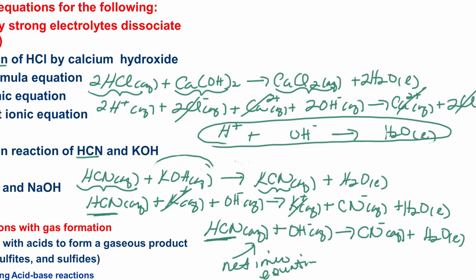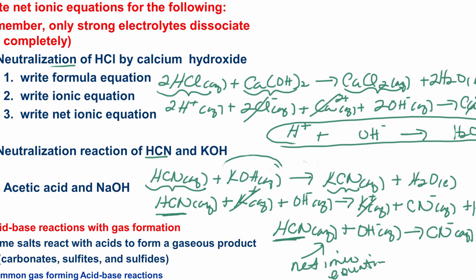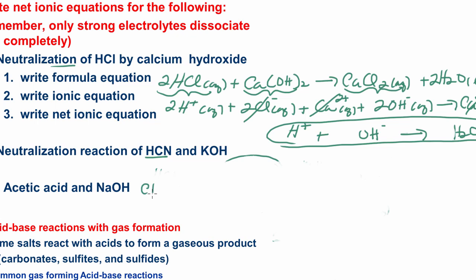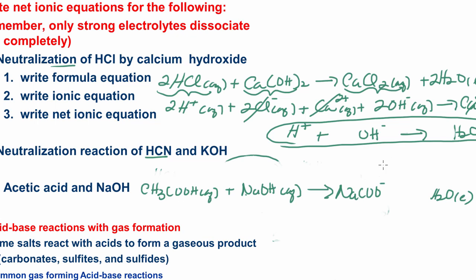And let's do one more. We have acetic acid and sodium hydroxide. So let me erase this. Again, acetic acid looks like this, plus sodium hydroxide, that's completely dissociated. And we're going to end up with, again, a salt and water. I'll put my water over here. We're going to end up with sodium acetate.